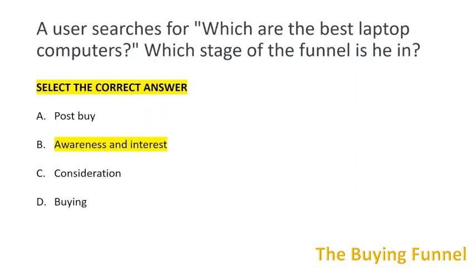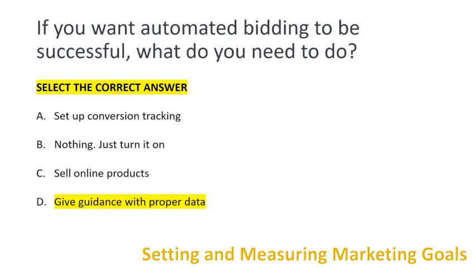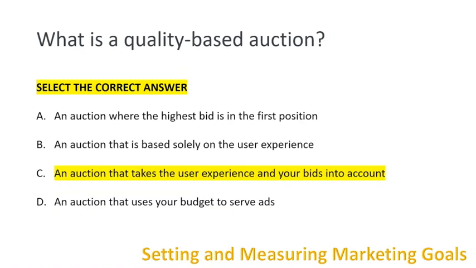A user searches for which are the best laptop computers. Which stage of the funnel is he in? A. Awareness and interest. If you want automated bidding to be successful, what do you need to do? A. Give guidance with proper data. What is a quality-based auction? A. An auction that takes the user experience and your bids into account.